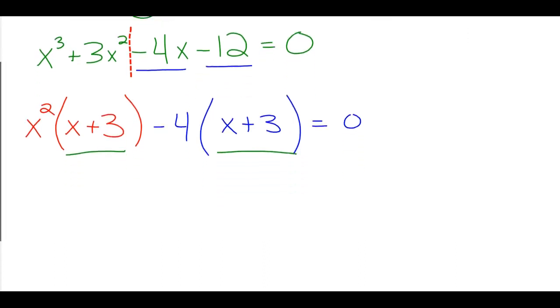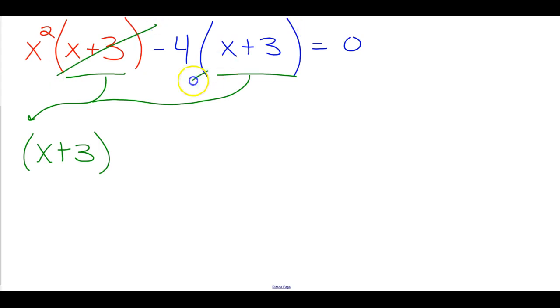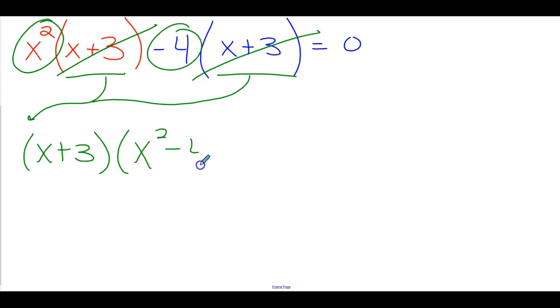So what happens next is the x plus 3's get factored out front. So there's an x plus 3 in front. And if I factor that out front, what's left in the middle? X squared minus 4. That's your other parenthesis. Now that completes grouping.